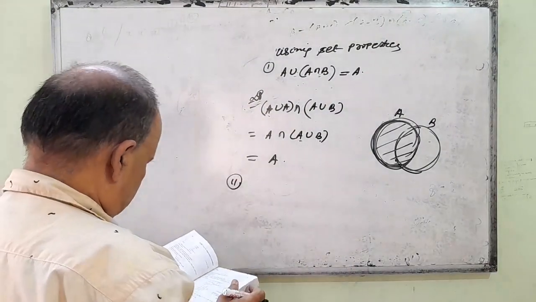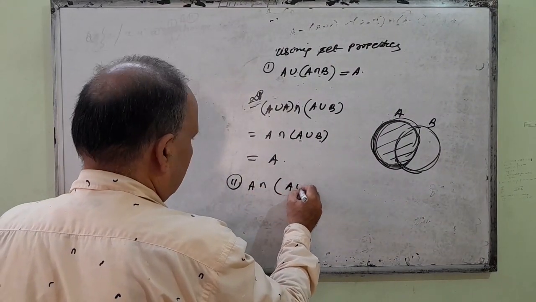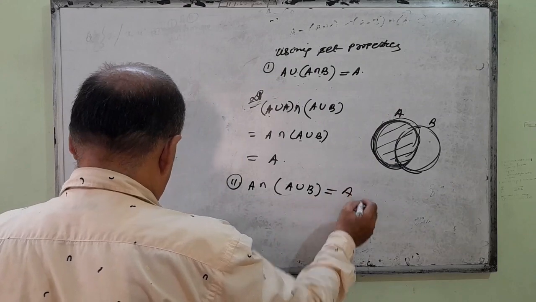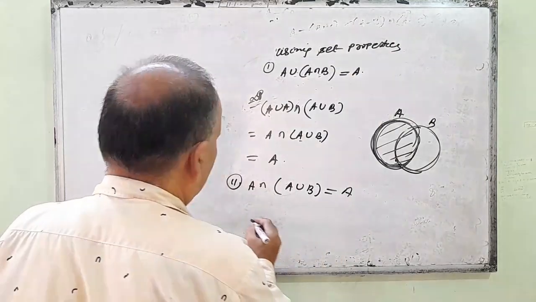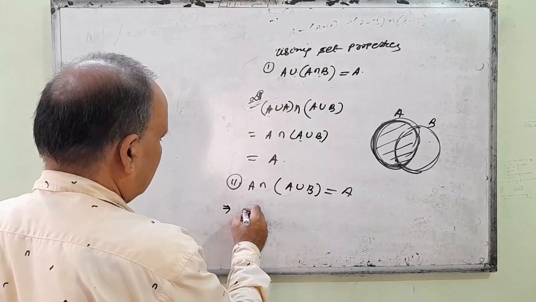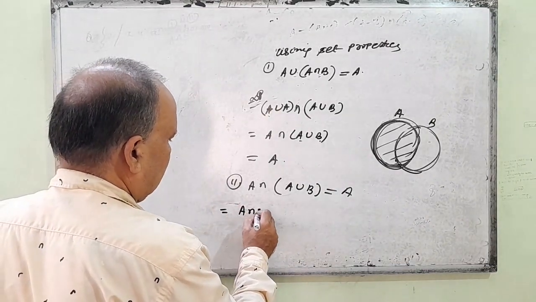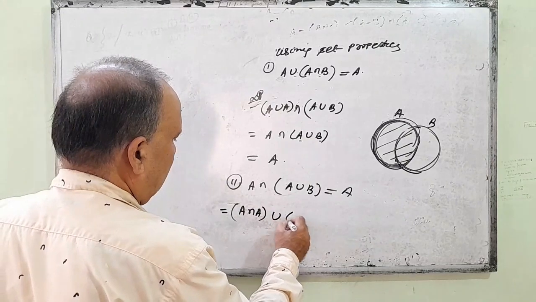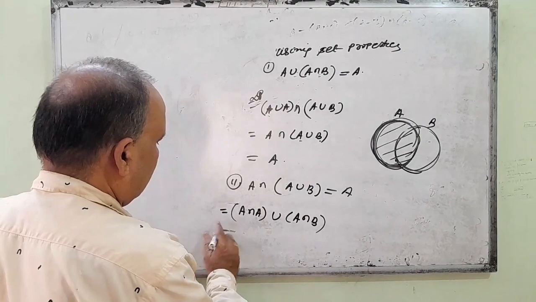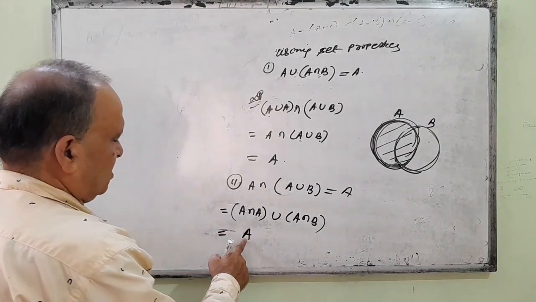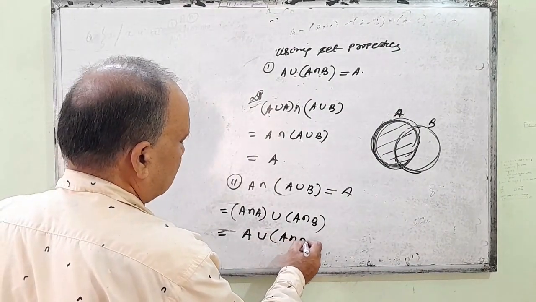The second one is a similar method: A intersection (A union B) is equal to A. From the LHS, you can write A intersection (A union B) as (A intersection A) union (A intersection B). A intersection A is equal to A, because intersection is idempotent. Union A intersection B.